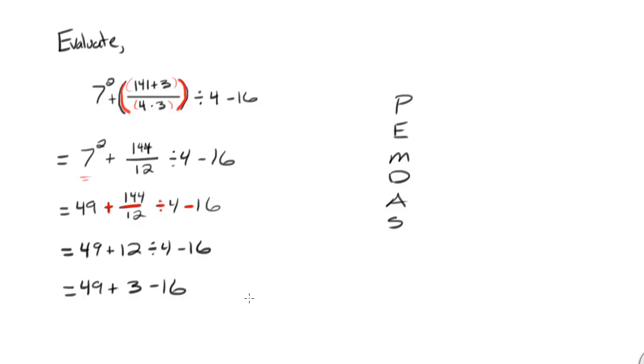And now we're down to addition and subtraction. We just do this from left to right. We do 49 plus 3 is 52, minus 16, and 52 minus 16 is 36. And that is our big ugly expression that we started with, completely simplified, or in other words, evaluated.